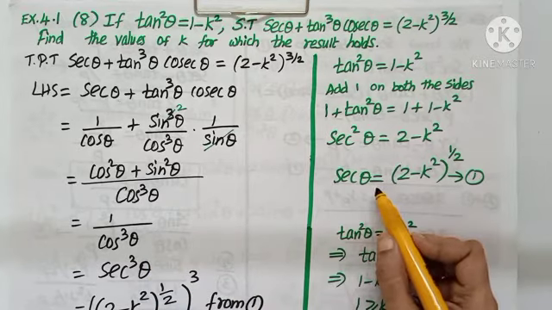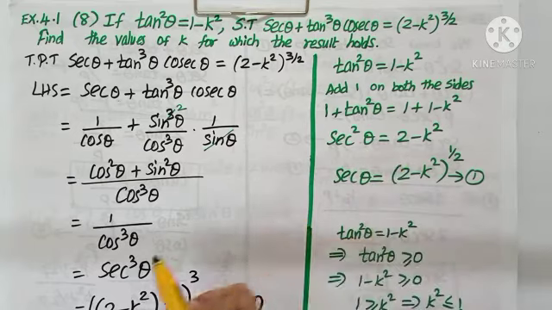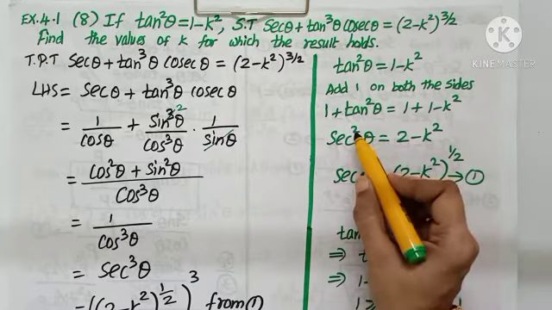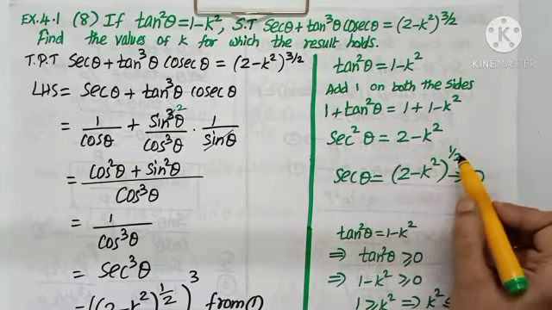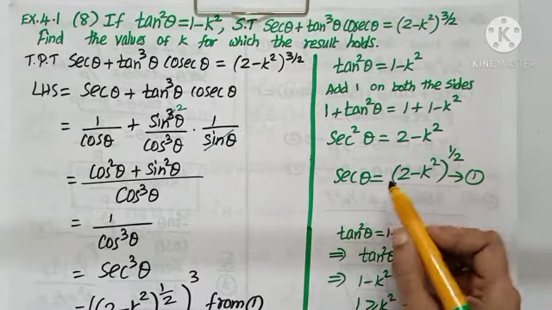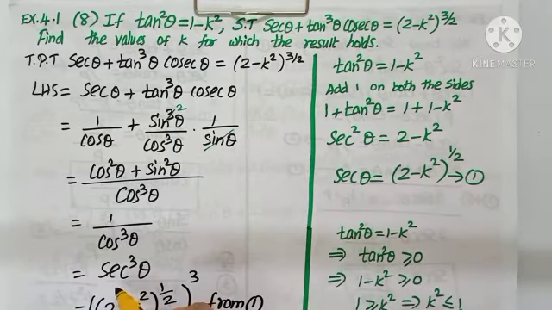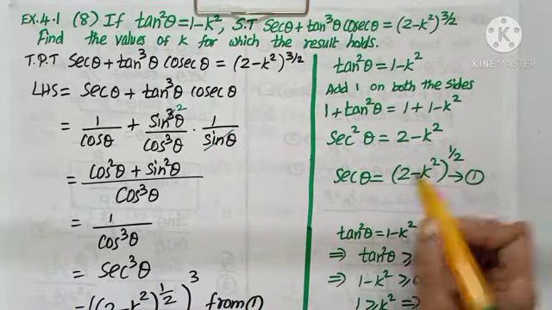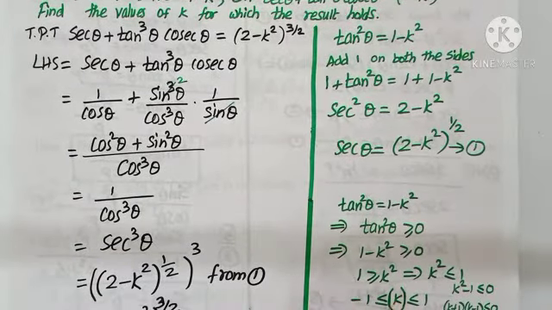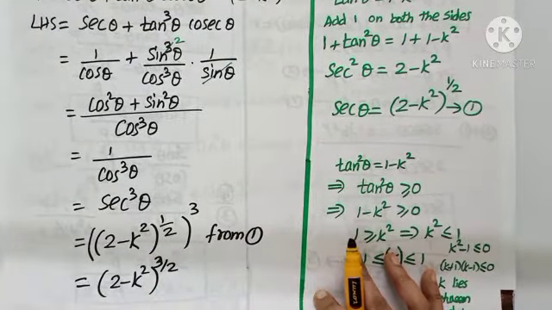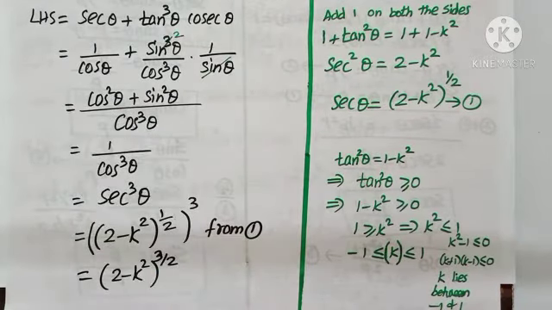Already we derived what is secant square theta, but I want secant cube. So from here find out what is secant. This 2 goes to the other side as whole power 1 by 2, or in other words I can say root of. Now secant cube I want to substitute. So this whole power 3. Secant cube is whole power 3. This 3 I can bring in, so it becomes 3 by 2. So that is the right hand side answer. I started with LHS, I ended with RHS.